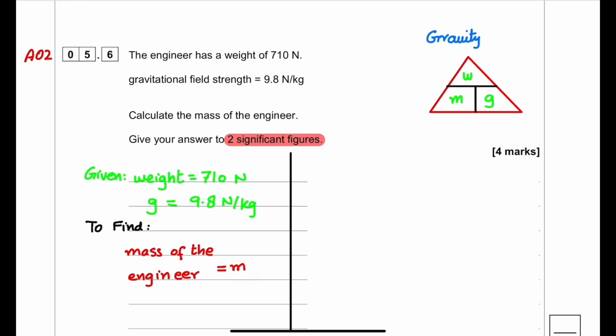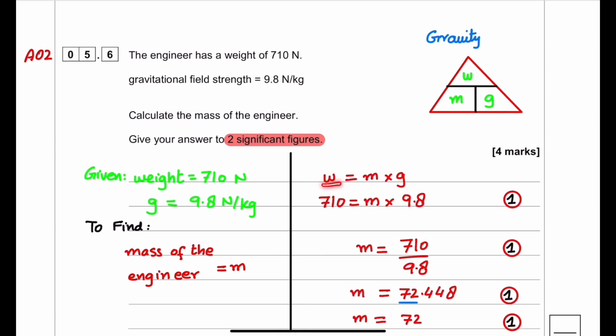We know that weight is equal to mass times gravity, and we can use question 5.5 to answer our question. So in a triangle formula, we need to find the mass. So mass is equal to weight divided by gravitational field strength. Let's see the model answer. Weight is equal to m into g. The weight of the engineer is 710 newtons. Mass we need to find, and the value of g is 9.8.